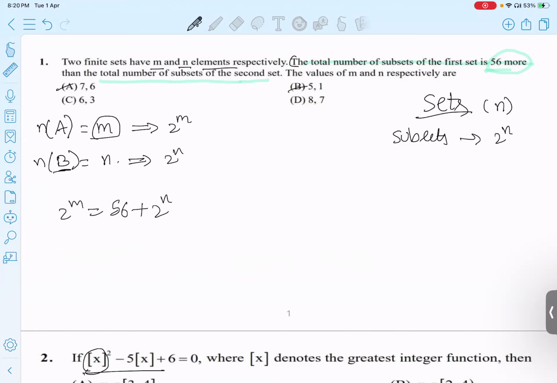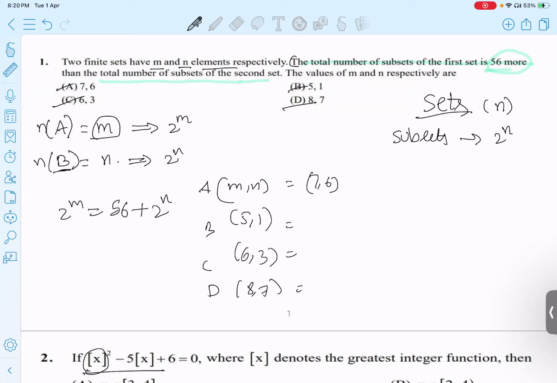So if we keep on substituting the values of m and n from options A, B, C, D, that is 7, 6; 5, 1; 6, 3; and 8, 7, we have to verify for which values of m and n this equation will be balanced. So this will be balanced for what value? For the C value. You can check for that, students. So option C is the right answer.